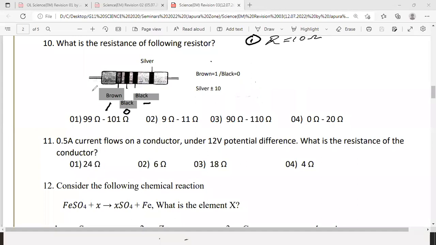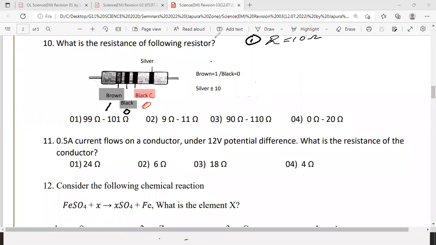How come 10? Brown 1, black 0. So, the third one, 0 zeros. That means no zeros. The third color band, I'll highlight that in red. This third color band is black, so it's 0. Therefore, you can't add any zeros. 10 to the power 0, that is 1. 1 into 10 is 10. But imagine you get again brown, black, brown. If this was brown, you had to put 1 zero. Then it will be 100 ohms.